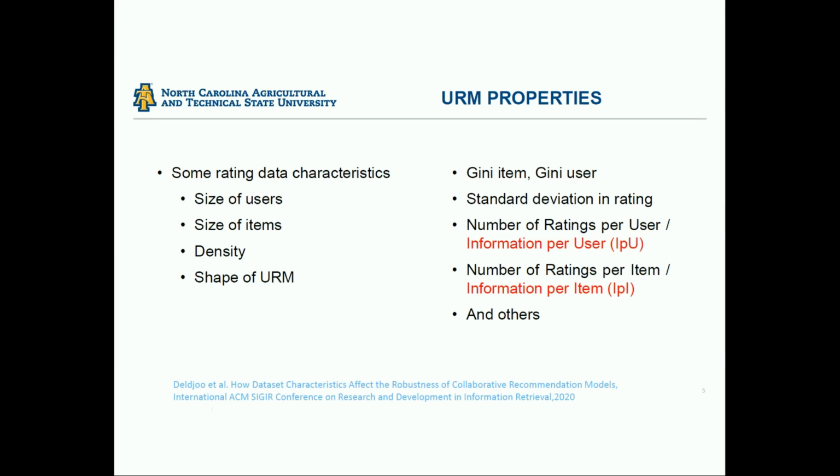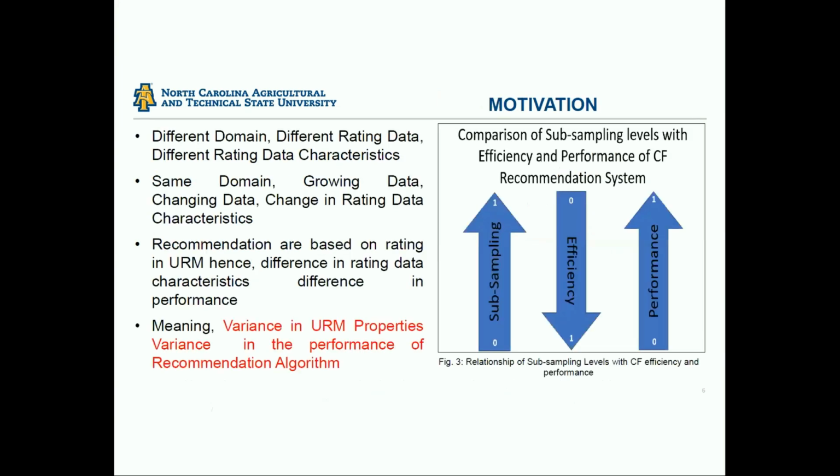So what is the standard deviation in the rating? Number of ratings per user, which we have termed information per user, and number of ratings per item, information per item. And the motivation behind the work is that when we have different domains, like I already said, the rating scale can be different. And different, meaning the rating data characteristics will be different. If the size changes, if the rating scale changes, the rating data characteristics are also going to change.